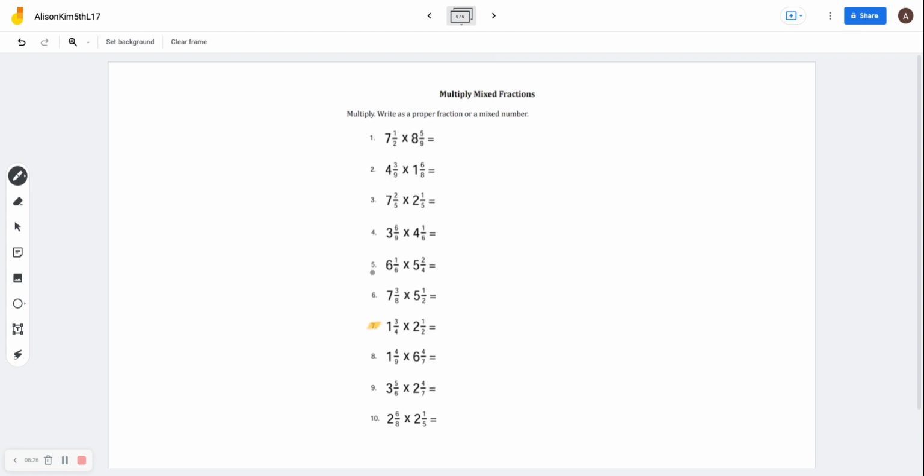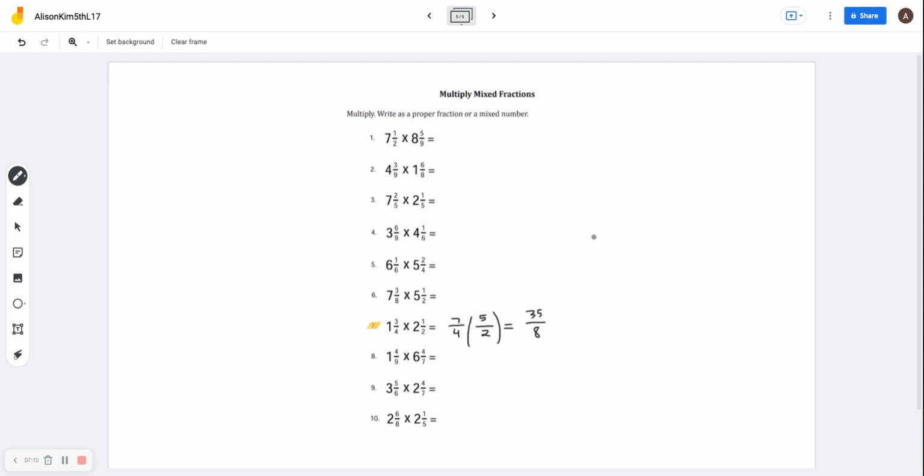Okay, number 7 for this one says 1 3/4 times 2 1/2. Okay, so once again, let's turn these mixed numbers into improper fractions. So 4 times 1 is 4. 4 plus 3 is 7, so it's going to be 7, and then the denominator stays the same, so 4. Multiplied by 2 times 2 is 4. 4 plus 1 is 5. And then the denominator stays as 2, so it'll be 5 over 2. And then from here, we could just multiply across. So it'll be 7 times 5, which is 35, over 8 because 4 times 2 is 8.